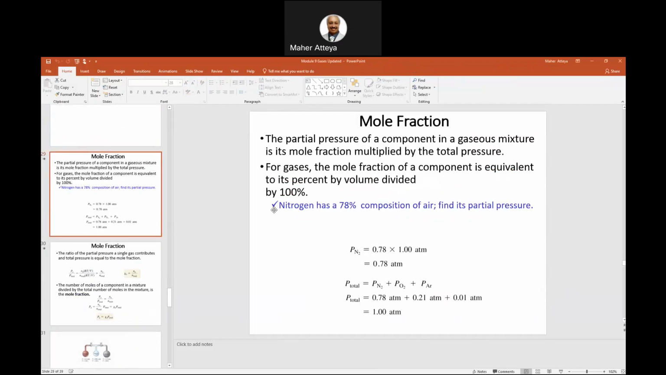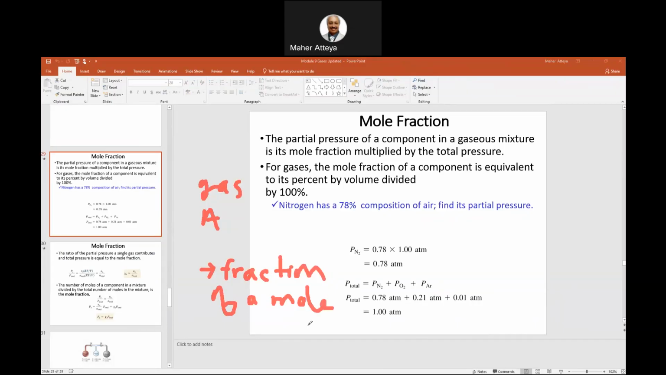Now, mole fraction. The mole fraction is a fraction of a mole. You can't tell? What is mole fraction? Mole fraction is a fraction of a mole. Now, if I have a gas, gas A, correct? When I say mole fraction, what will it be? A fraction of the mole. Mole fraction is a fraction of a mole.